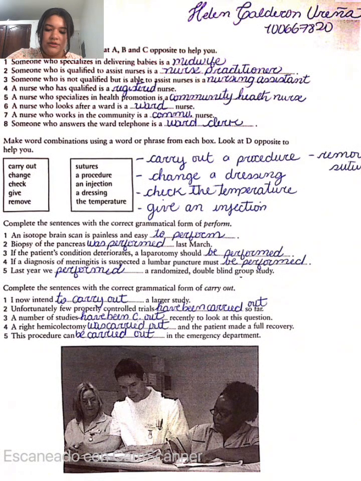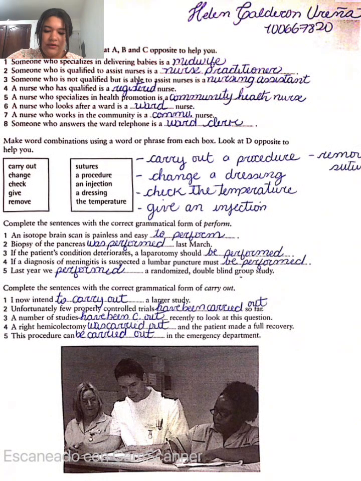Make word combinations using a word or phrase from each box. Look at the opposite to help you. The words are carry out, change, check, give, remove, sutures, a procedure, an injection, a dressing, the temperature. Carry out a procedure, change a dressing, check the temperature, give an injection, remove sutures.